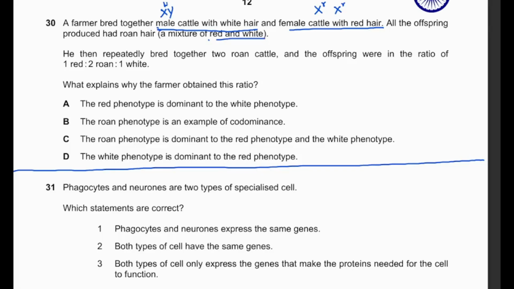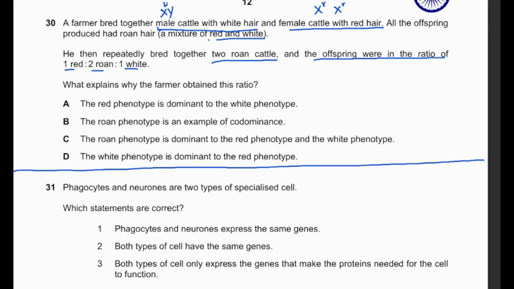He then repeatedly breeds together two roan cattle, and the offspring were in the ratio of 1 red, 2 roan and 1 white. 1, 2 and 1. What explains why the farmer obtained this ratio?